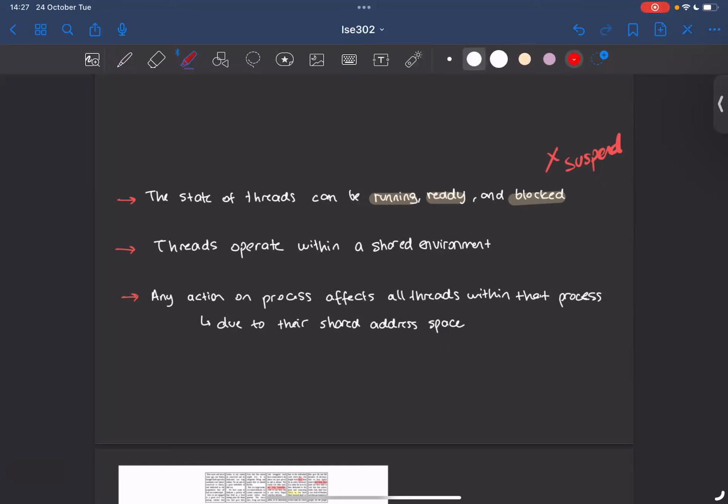In summary, we highlighted the interdependency of threads within the same process, emphasizing that they operate within a shared environment. The thread states running, ready, and blocked reflect their current status in terms of execution and resource availability, and any action applied to a process affects all threads within that process due to their shared address space.